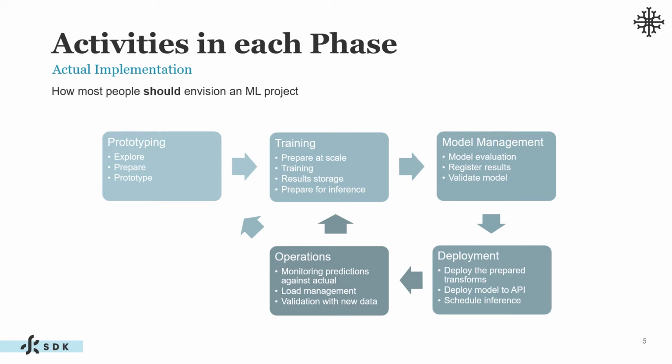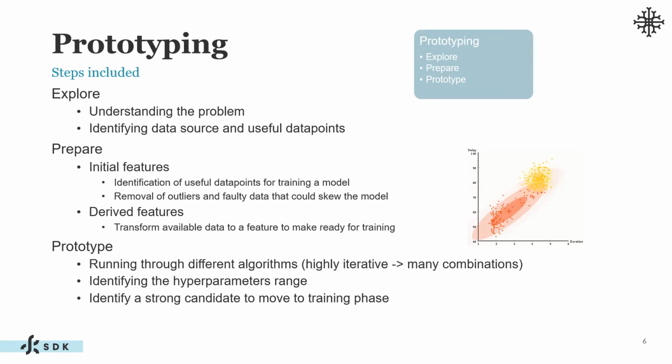Let's walk through each of these steps and make sure we understand what they are and what common problems we see in each of those phases. In my prototyping phase, I'm identifying key data points that would be useful for prediction. I'm going to break those into initial features such as temperature and derived features such as a cluster of columns that together help make the algorithm learn.